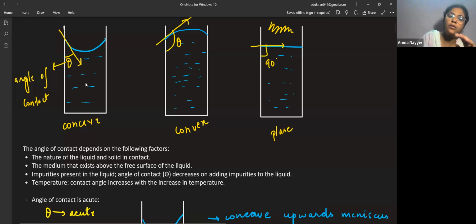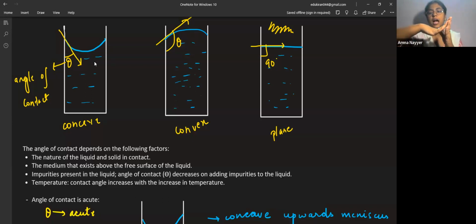Impurities present in the liquid: angle of contact decreases on adding impurities in the liquid. Suppose this is the angle of contact. Now I have added some particles. This meniscus will become deeper. So angle of contact will decrease. And if it's a convex, it will become steeper, so the angle will again decrease.